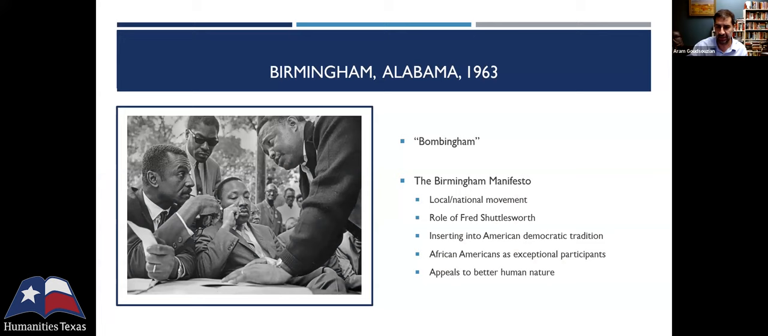So let's begin then in Birmingham, Alabama in 1963. Some people called it at the time, Bombingham. There had been 18 racially motivated bombings, 50 cross burnings between 1957 and 1963 in the city of Birmingham.